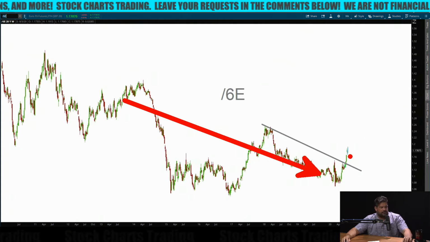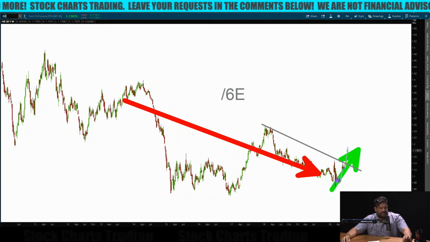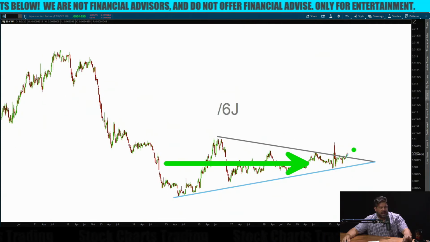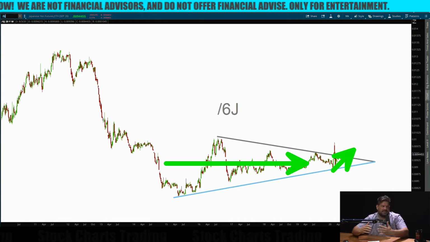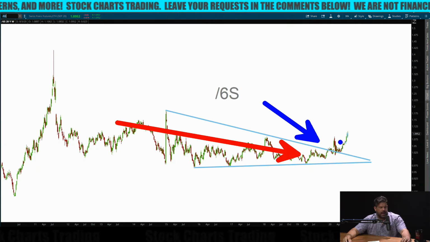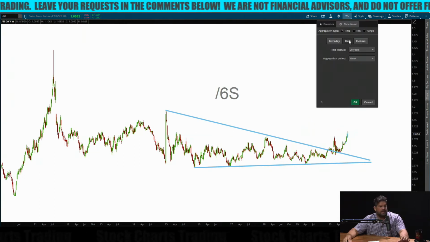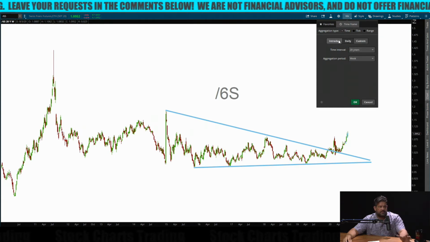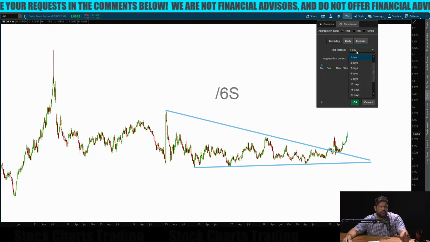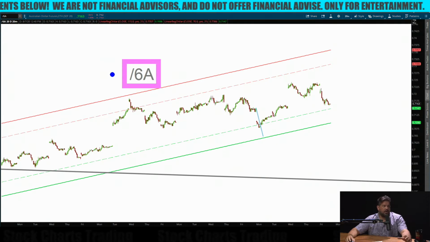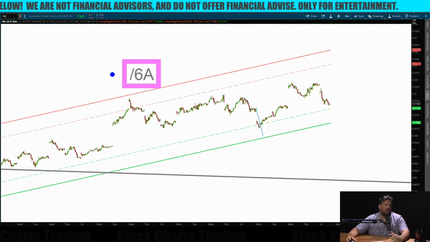The euro downtrend, we've already broke through nicely. The Japanese yen, we've been going sideways, we just broke out, so we should expect higher highs. Swiss franc, we broke out and now we're making higher highs, so we are in an uptrend. Now that was the 20-year weekly chart, so let's break it down to a smaller time frame so that we can trade it.